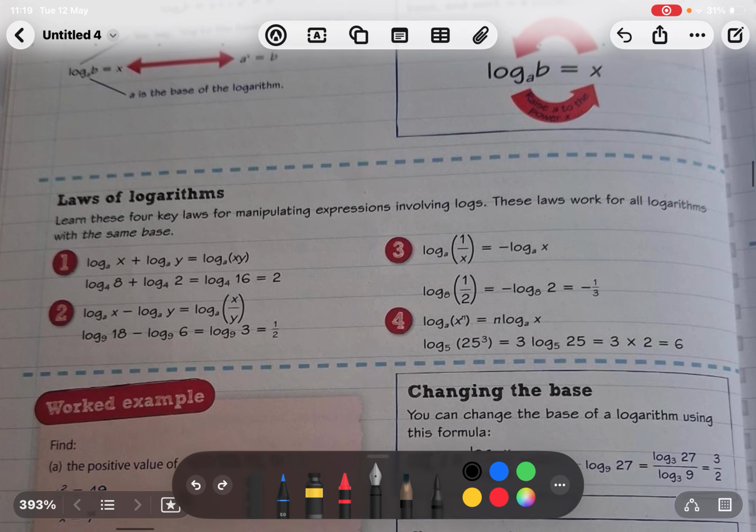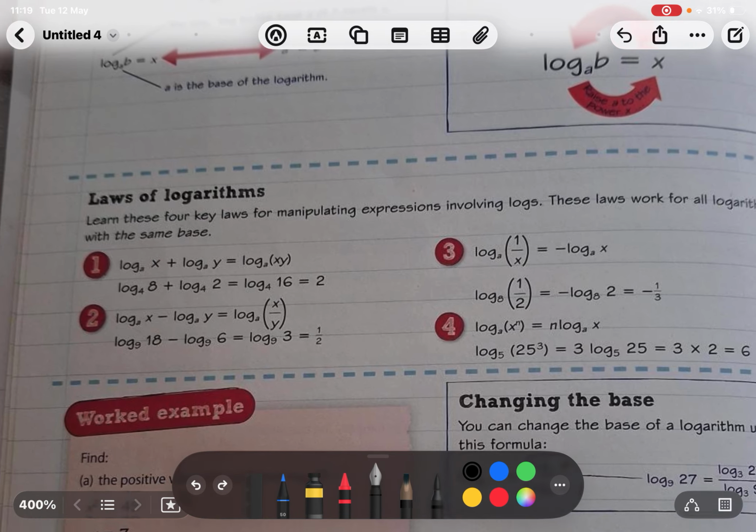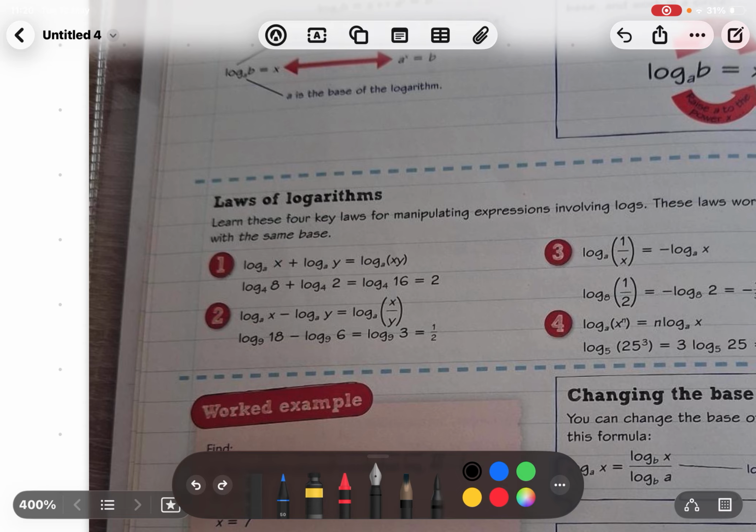So after that we have laws of logarithms. Let's just go straight to it. When you add logarithms, it's basically the same as with indices. You can multiply them if the base is the same. So here we have an example where both bases are 4. So 8 times 2 equals 16, and this is equal to 2.